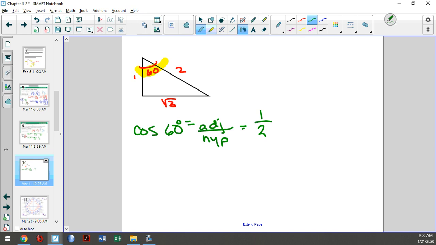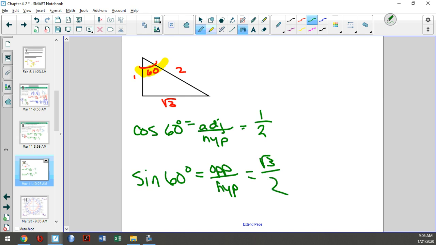And then what is the hypotenuse? 2. What is the sine of 60 degrees? That is going to be your opposite leg over your hypotenuse. What is opposite 60 degrees? Square root of 3, sorry, that's a 3. And then over the hypotenuse, which is 2.